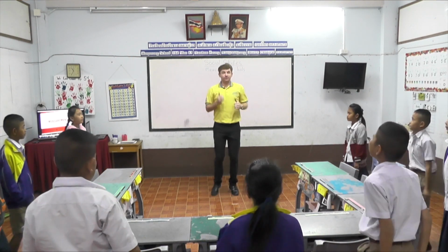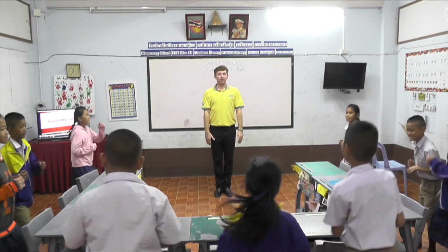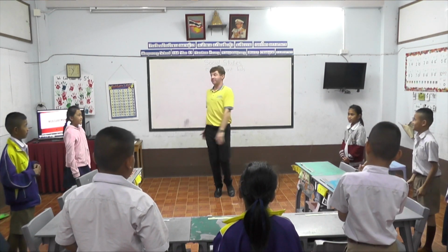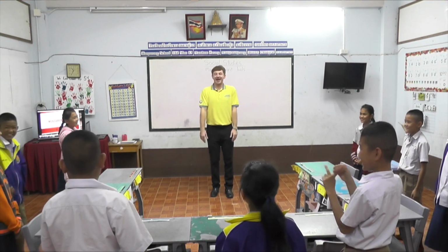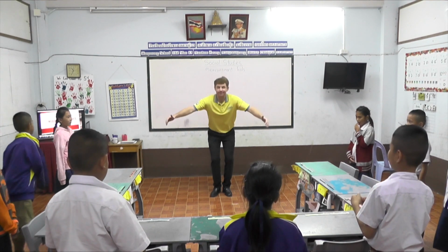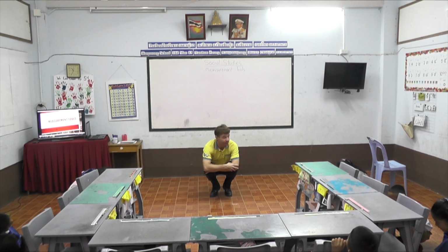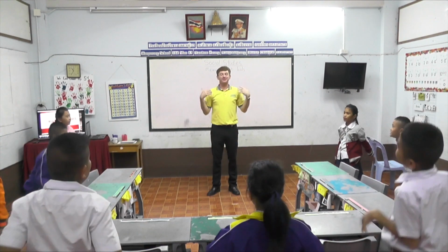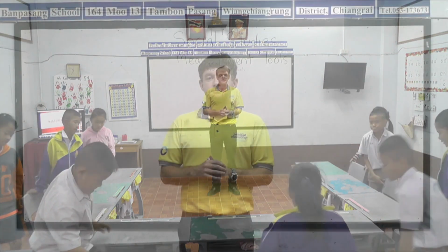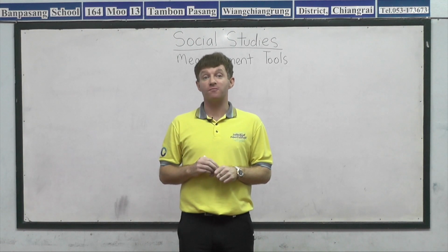Teacher says, jogging on the spot. Quickly. Teacher says, stop. Teacher says, turn around. Turn around again. Teacher says, go down into a ball. 5, 4, 3, 2, 1. Teacher says, jump. And teacher says, sit down. Excellent, guys, well done. So now our students are going to demonstrate the various types of measurement tools.